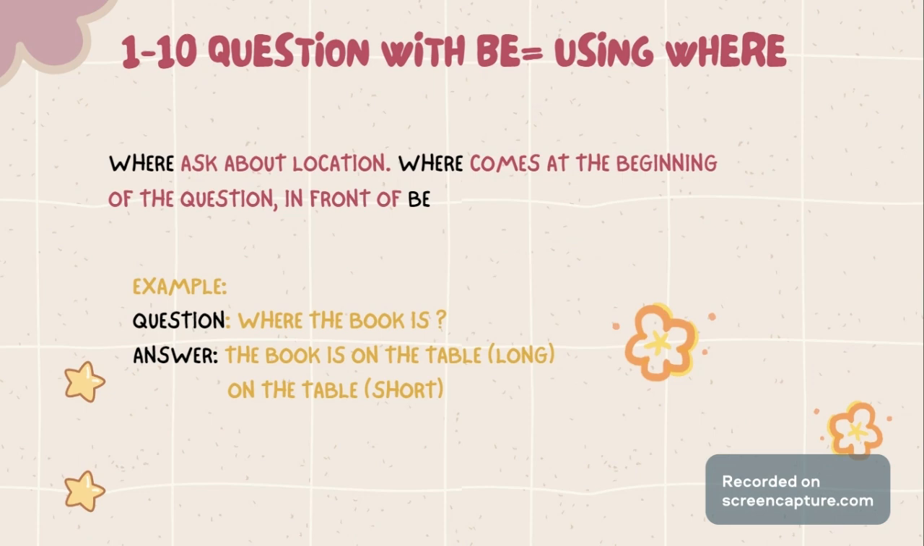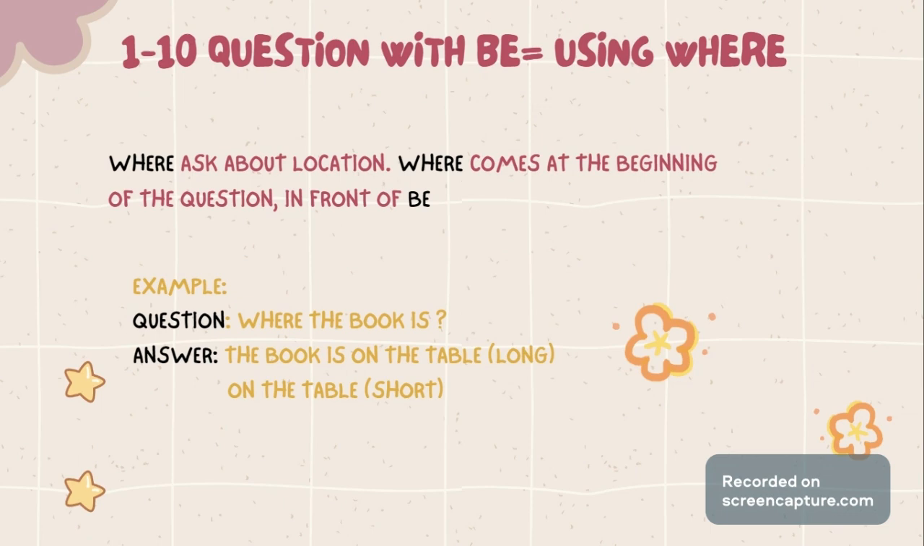And next, questions with be using where. Where asks about location. Where comes at the beginning of the question, in front of be. Example: if the question is where is the book, the answer is the book is on the table, for the long answer. And if you want the short answer, you can answer just on the table.